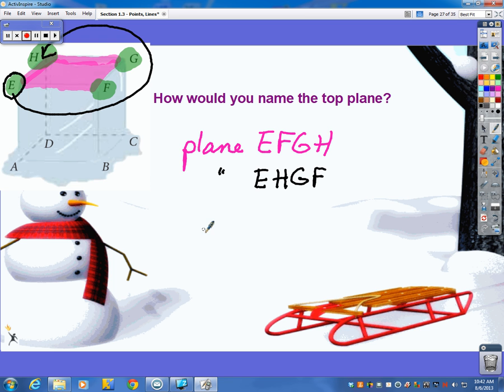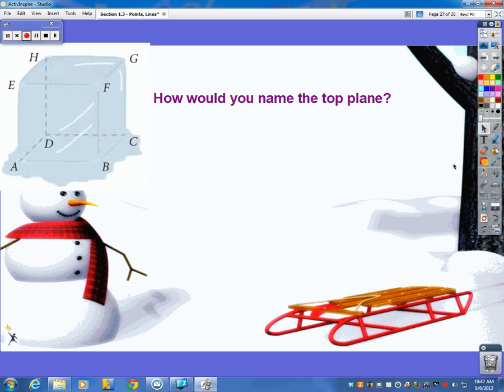It's not very proper, and I'll put this in red to indicate that it's not very proper, to do, let's say, E, G, F, H. That would be like me going from E to G, I'm cutting through the plane, then F, and then back to H and cutting through it. You don't really want to zigzag and cut through the plane. You just want to mainly stay on the outside of it. So those are ways I would name the top plane.